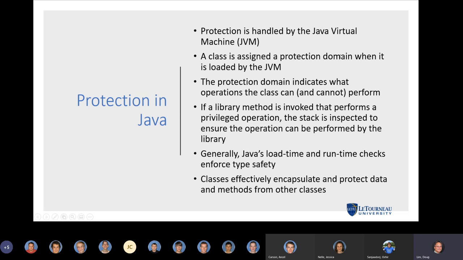So a class is assigned a protection domain when it is loaded by the JVM, and the protection domain indicates the operation the class can and cannot perform. If a library method is invoked that performs a privileged operation, the stack is inspected to ensure that the operation can be performed by the library, and that you aren't trying to do something malicious through that library method. And generally, Java's load time and runtime checks enforce this type safety.